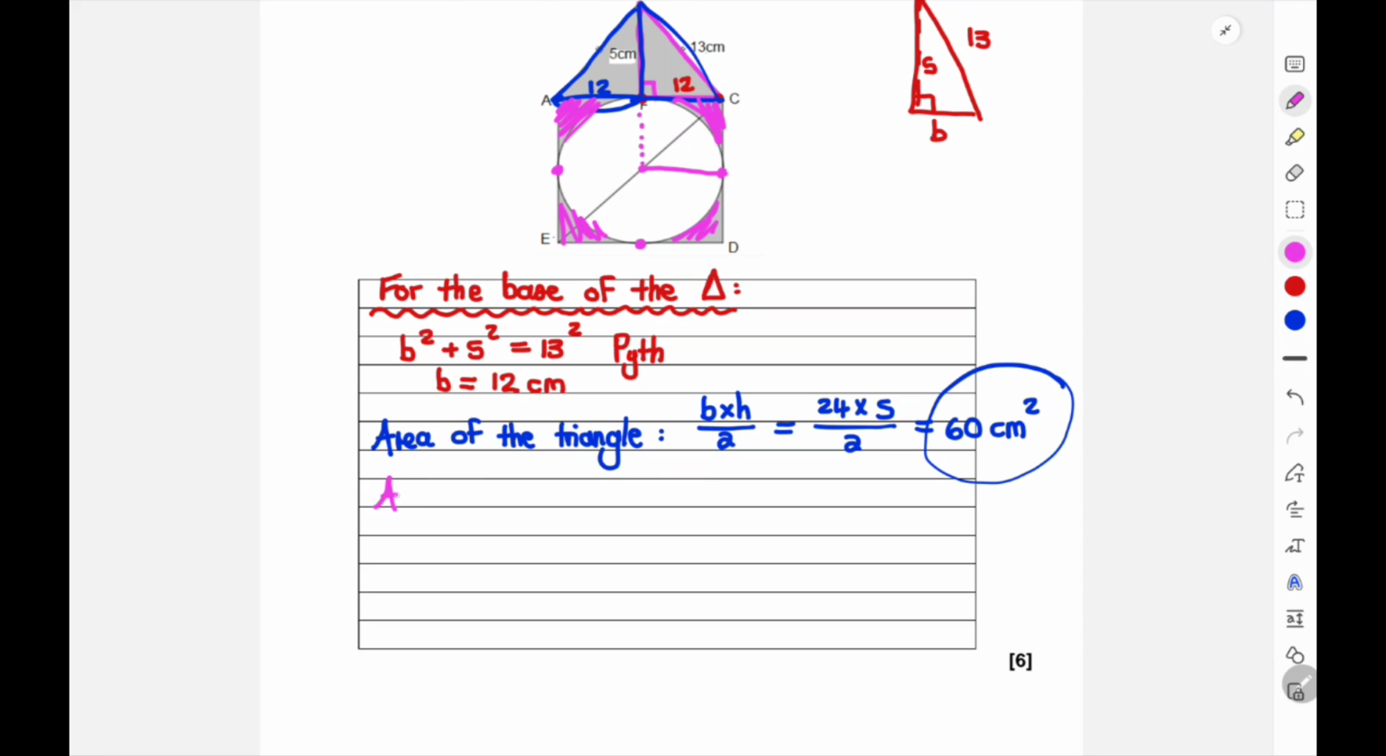Okay, so the area of the square minus the area of the circle, and the circle is a full circle.